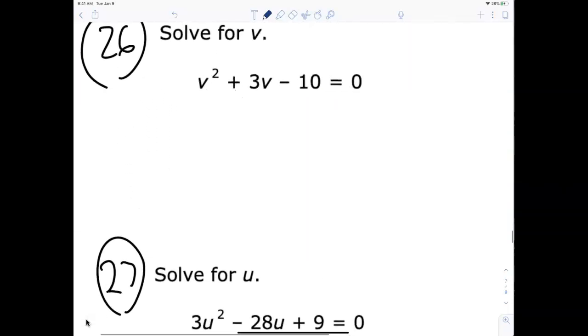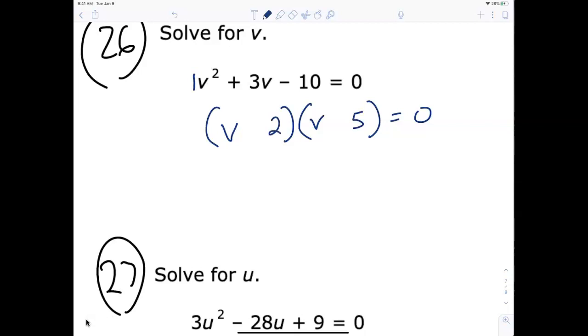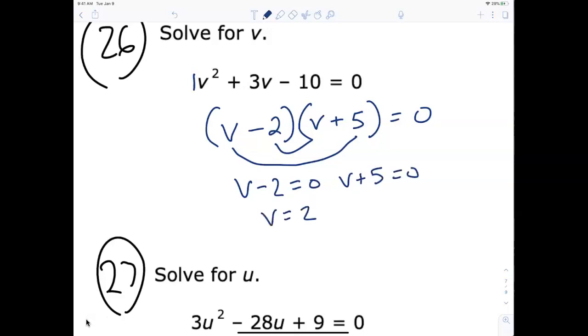Okay? Let's check out 26. 26 is easier again because the leading coefficient is a 1. So let's do the factoring here. v times v, 5 and 2. This is 5 and this is 2. So I want this to be plus and this to be minus. Now we set them equal to 0. v minus 2 equals 0. v plus 5 equals 0. So v could be 2 or v could be negative 5. Again, I always think it's important to check your smiley faces and see that that creates the correct middle term.